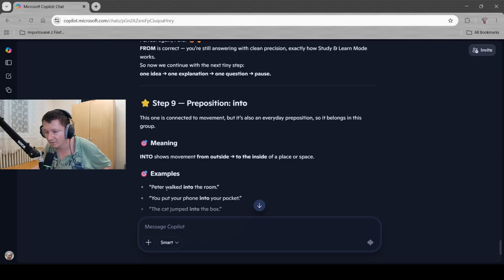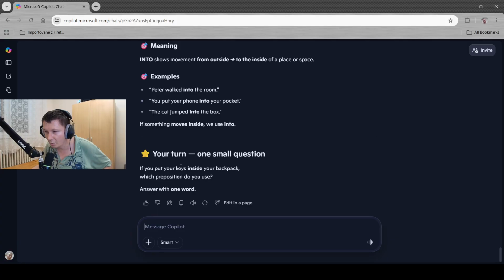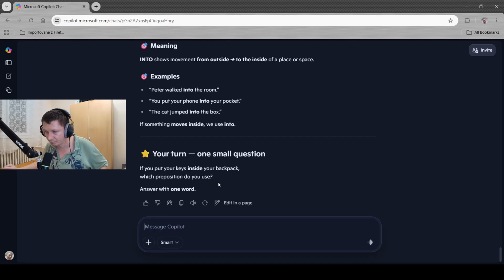Examples: Peter walked into the room. You put your phone into your pocket. The cat jumped into the box. If someone moves inside, we use into. Your turn. One small question. If you put your keys inside your backpack, which preposition do you use? Into.